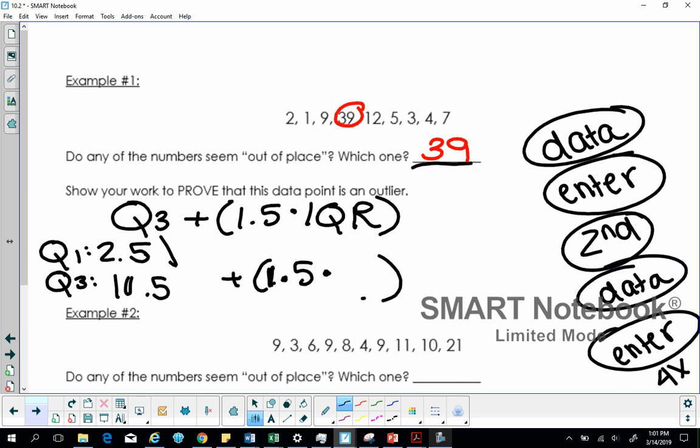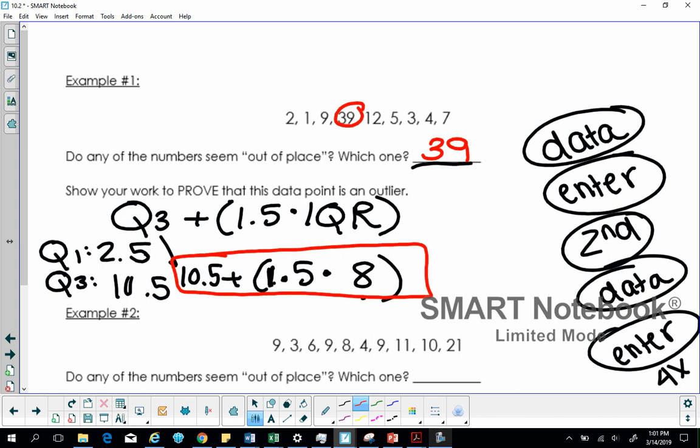And so when I do this, what is my IQR? What's 10.5 minus 2.5? That's 8. So your IQR is 8. And then what's your Q3 here? What do we get? Yeah, 10.5. So now you're putting this into your calculator. What number do you end up getting? What is it?